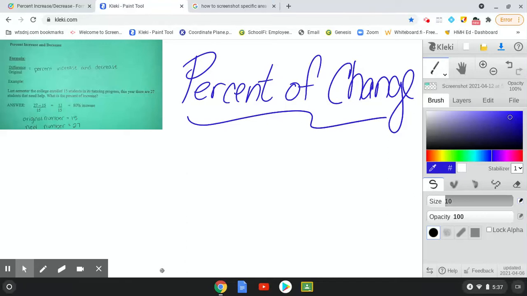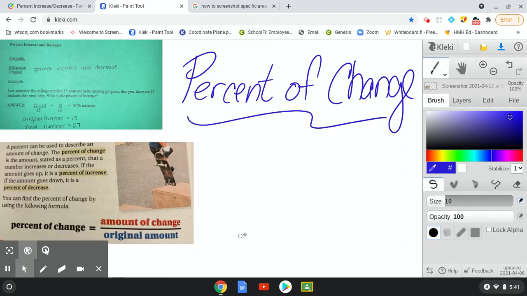Quick review on percent of change, or you may also see the terminology percent increase or percent decrease. So the percent of change formula is the amount of change over the original amount.